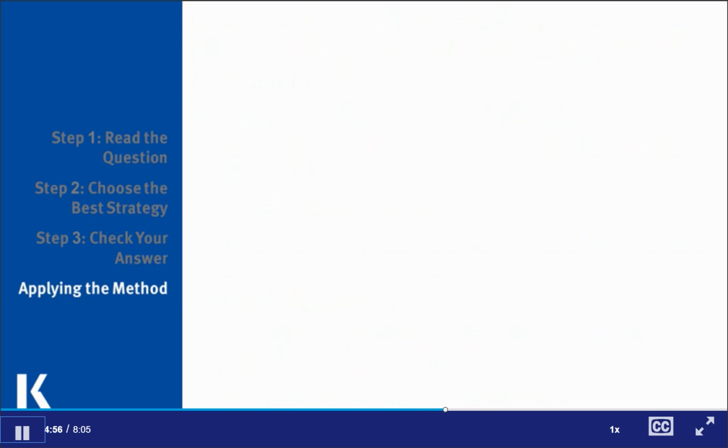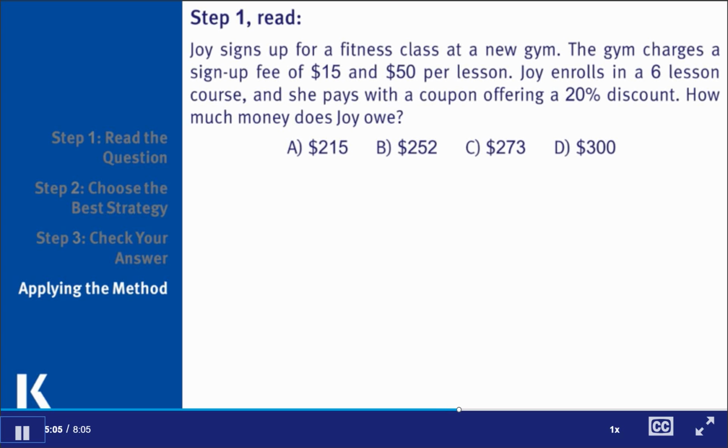Let's go through an example together and use the Kaplan method for math to solve this math problem. Remember step 1? Read the problem. This question is asking you to calculate how much Joy owes for signing up and attending lessons at a gym. Remember to pick out the important information after reading the passage. So here we need to know how much Joy paid as a sign-up fee, how much each lesson costs, how many lessons she plans to attend, and finally, that added information that she used a 20% off coupon.